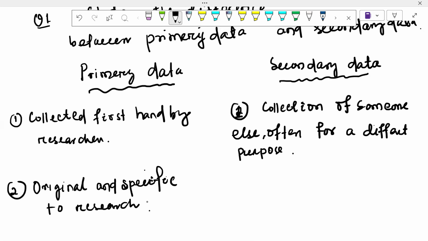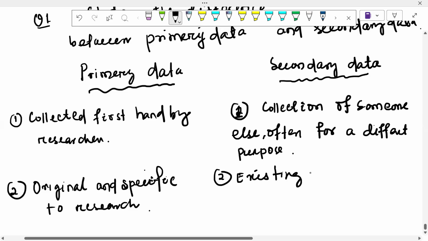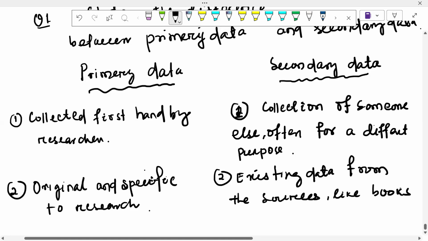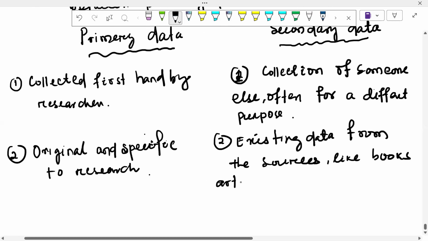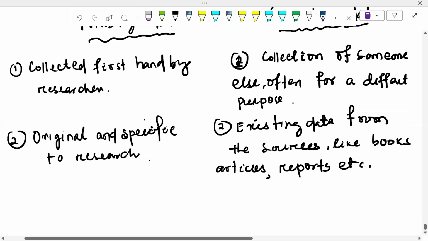Second point for secondary data: existing data from the sources, like books, articles, reports, etc. That is the second point for the secondary data you have discussed here.